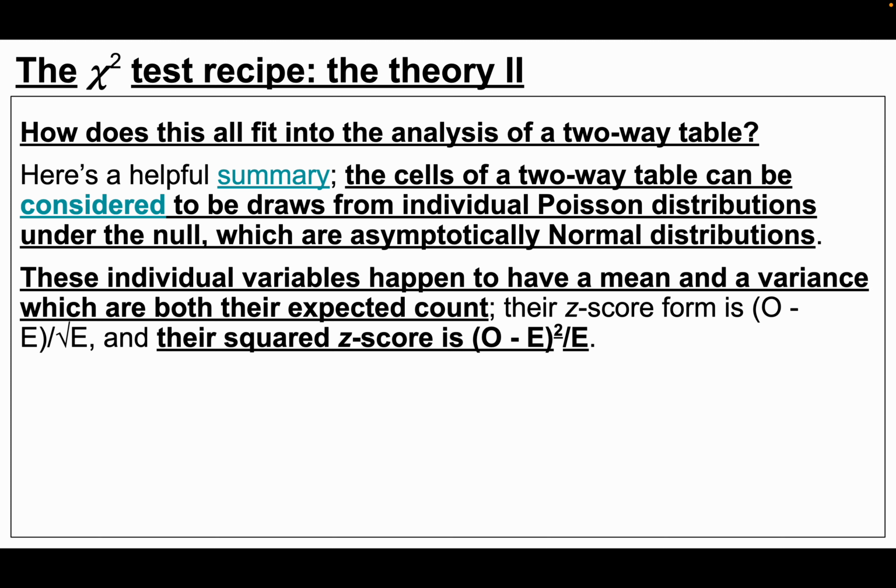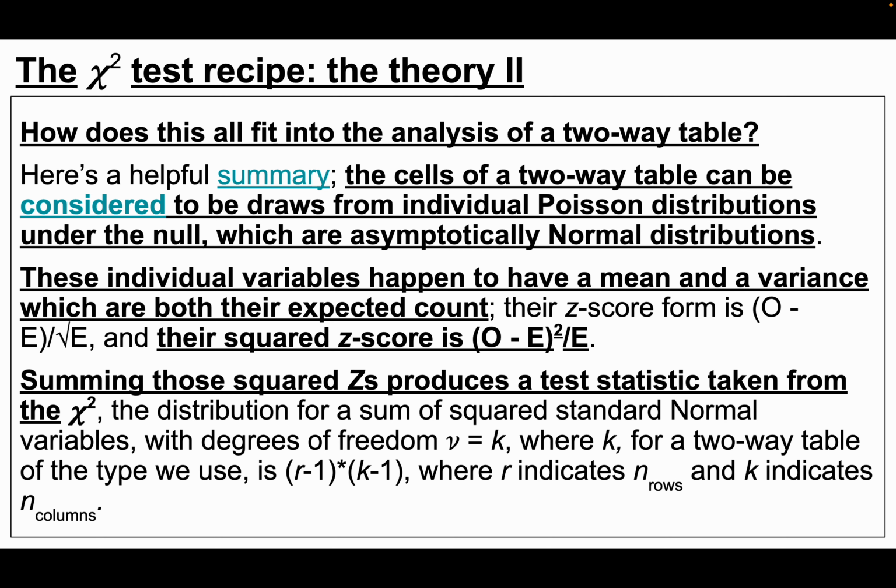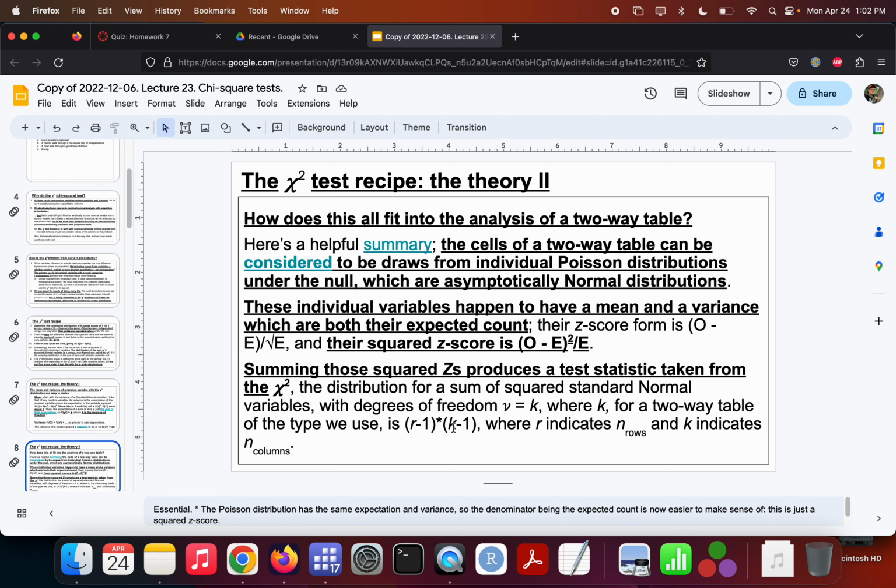So their z-score form is the observed minus the expected over the root of the expected, and their squared z-score is observed minus expected squared over the expected. And that turns out to have a distribution that's basically the same as that of a squared standard normal random variable. So summing those squared z's or z-ish things produces a test statistic taken from the chi-square, which is, again, the distribution for a sum of squared normal variables with degrees of freedom nu equal to k, where k, for a two-way table of the type we use, I messed up the notation here. Let's change the notation a little bit.